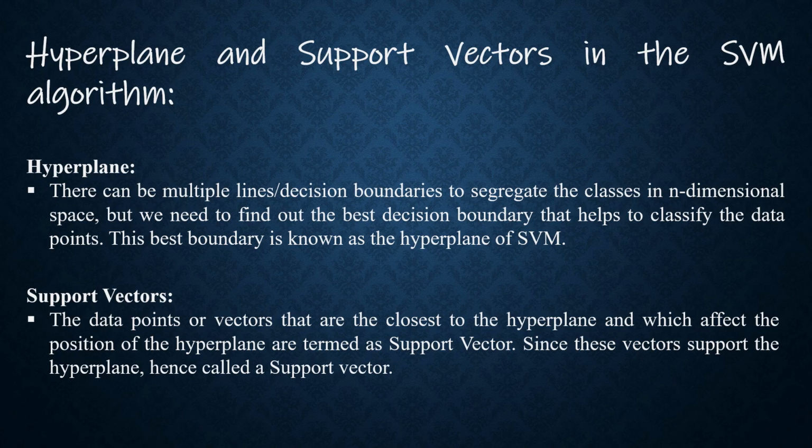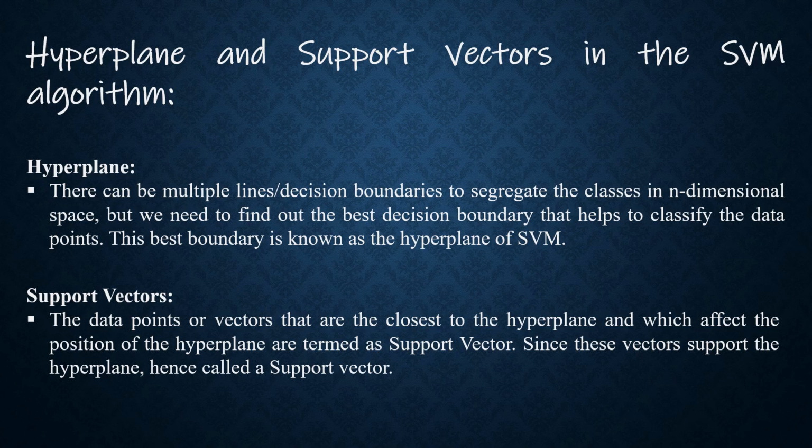Next, we are going to see the hyperplane and the support vector in the SVM algorithm. There can be multiple lines or decision boundaries to segregate the classes in n-dimensional space, but we need to find the best decision boundary that helps to classify the data points. The best boundary is known as the hyperplane of SVM. The dimensions of the hyperplane depend on the features present in the data set, which means if there are two features, the hyperplane will be a straight line, and if there are three features, the hyperplane will be a two-dimensional plane. We always create a hyperplane that has a maximum margin, which means the maximum distance between the data points.